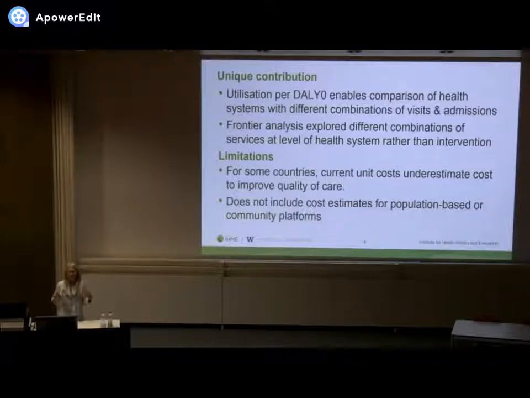For the United States, I think the quality of care that we have is fairly high, so our unit cost estimate will be accurate for the United States, and we estimate the gap in access to care. Whereas for other countries, the quality of care may also need to improve as well as access to care, and we don't capture that improvement in quality in our unit cost estimates. And then we don't include cost estimates for population-based or community-based platforms.